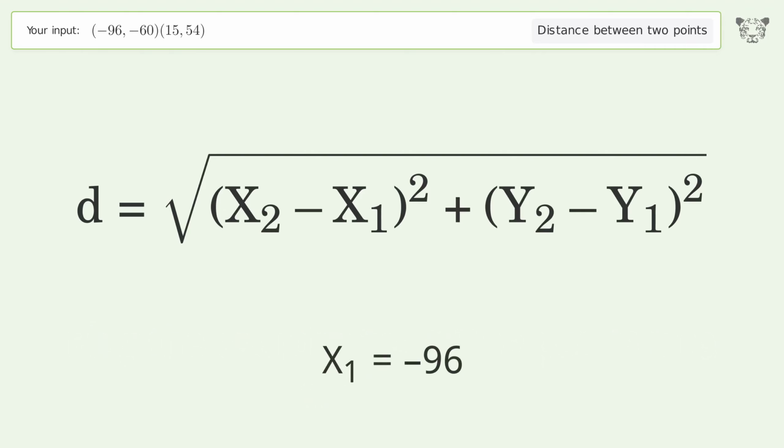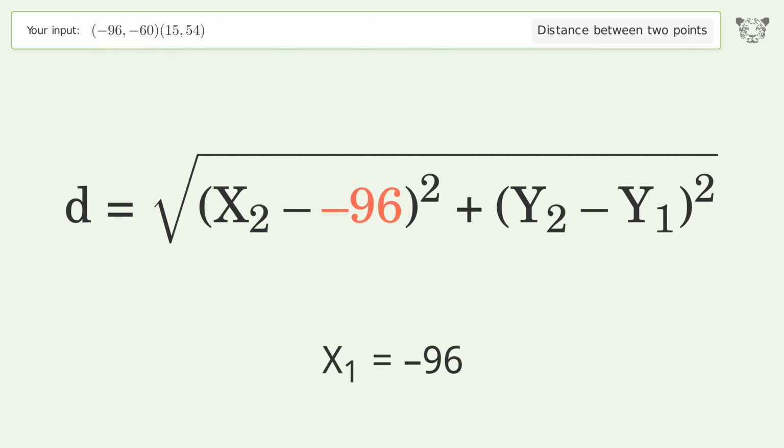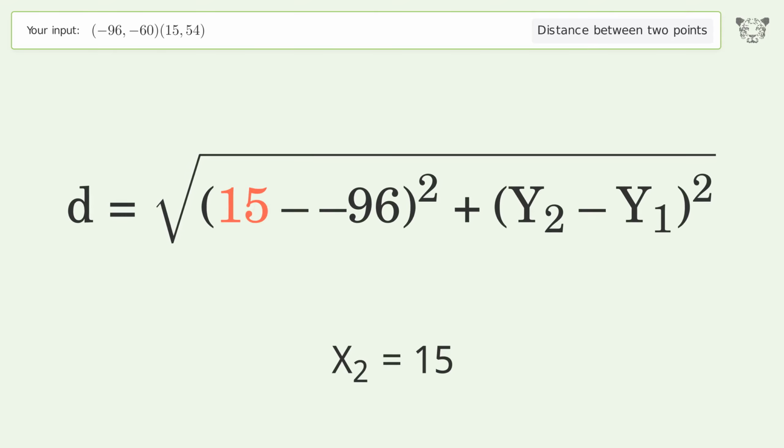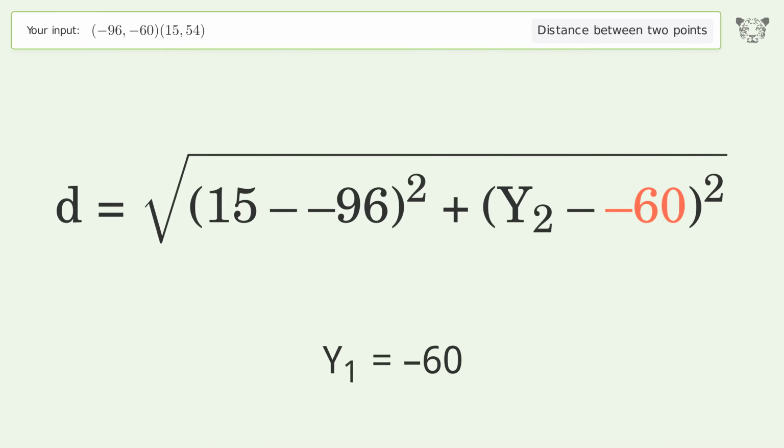x1 equals -96. x2 equals 15. y1 equals -60. y2 equals 54.